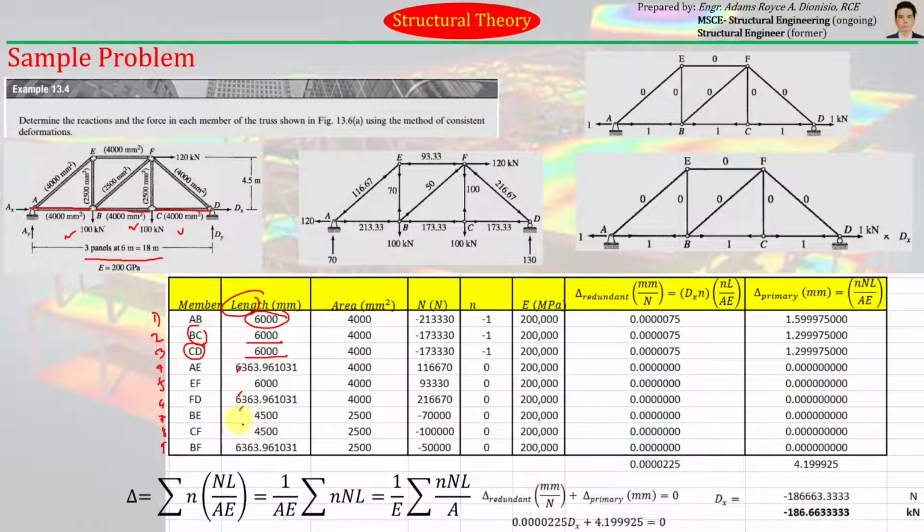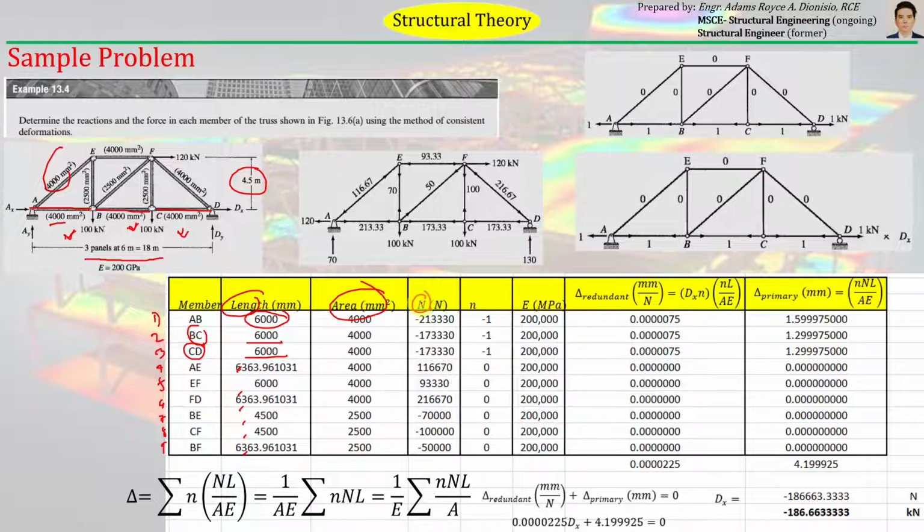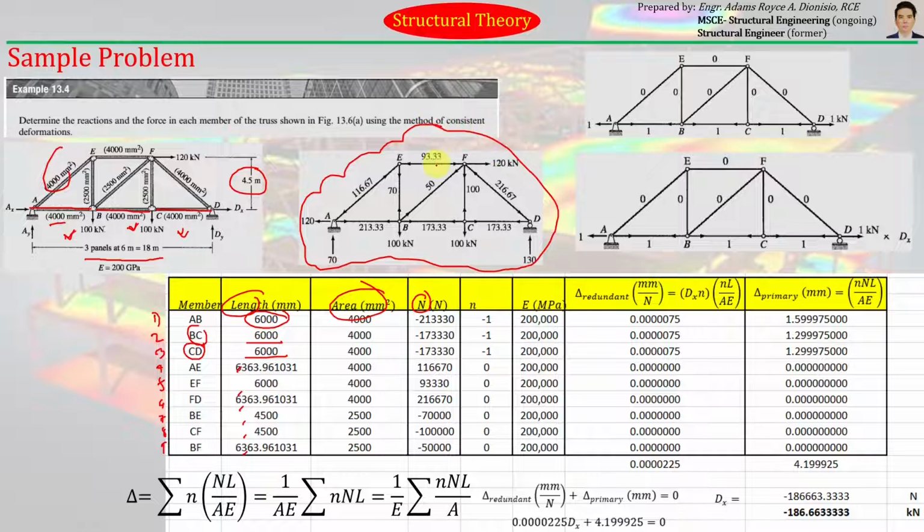So you can readily compute the length of the other members using the data given here, the height and the corresponding length of each panel. For the cross-sectional area, all of this are given on the figure, and the capital N can be found on this primary structure. So you just have to write the corresponding axial force for each member.